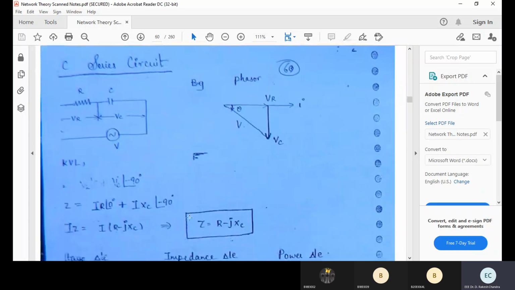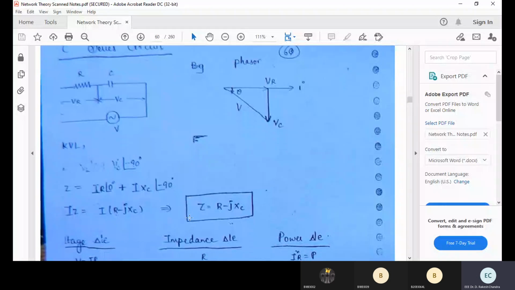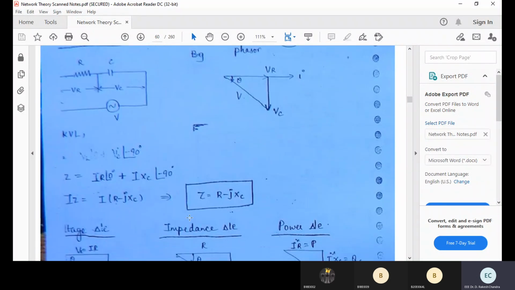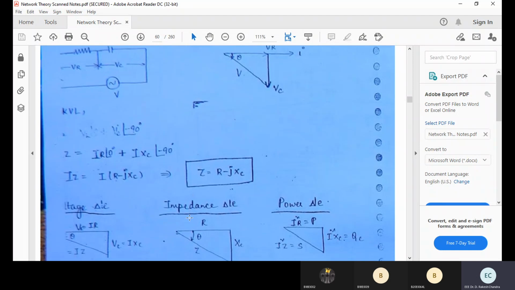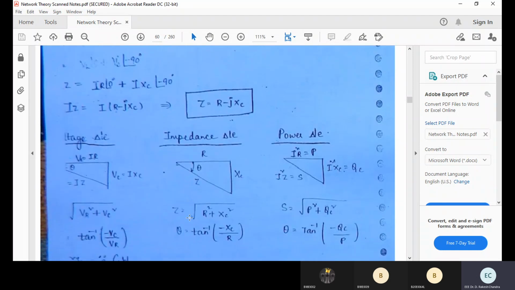So now the RC circuit, similar to the RL circuit. In the RC circuit, VR is at an angle of 0, VC at an angle of minus 90 degrees. Previously, VR at an angle of 0, VL at an angle of plus 90 degrees. Here, VC at an angle of minus 90 degrees. So I into Z is equal to I into R at an angle of 0, plus I into XC at an angle of minus 90 degrees. Your total I into Z is equal to I into R minus jXC, so impedance Z is equal to R minus jXC.